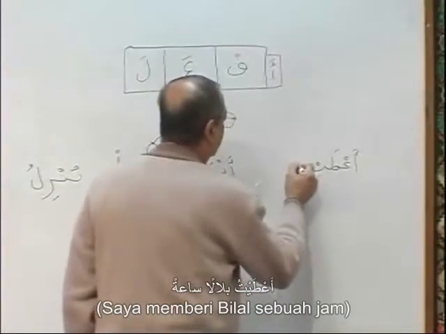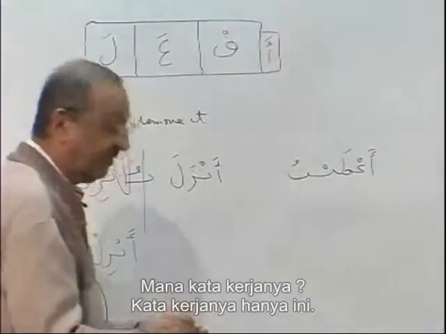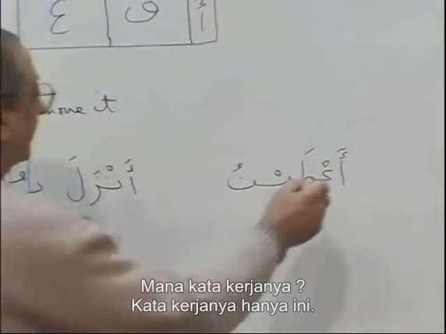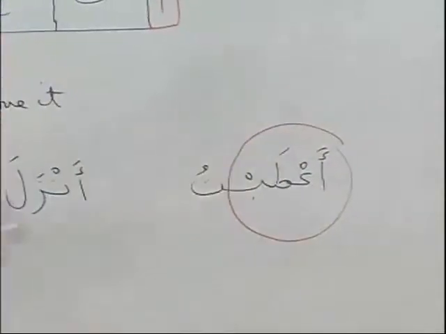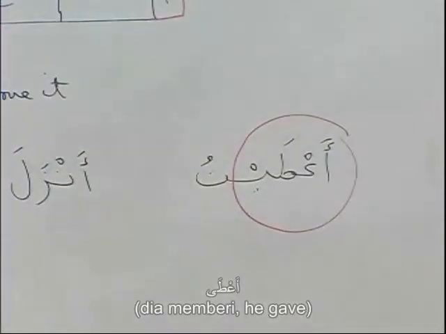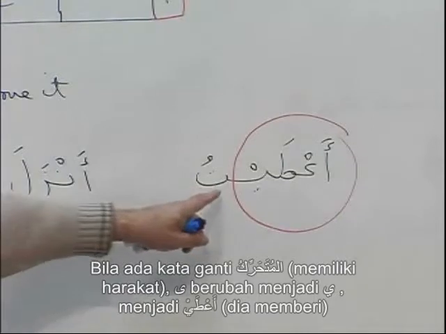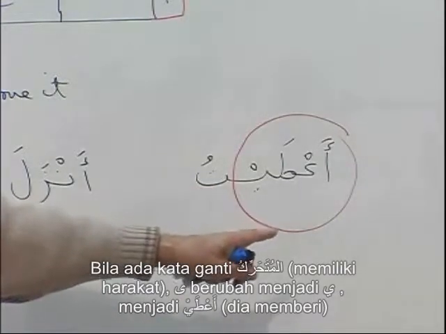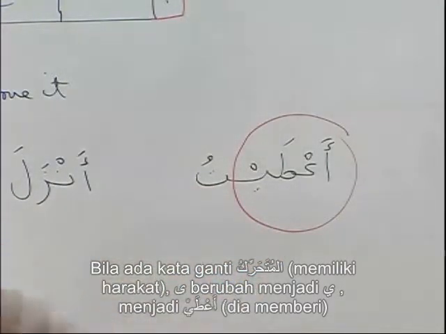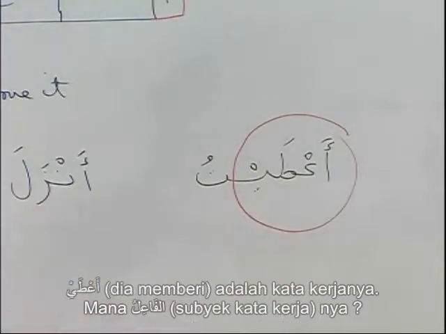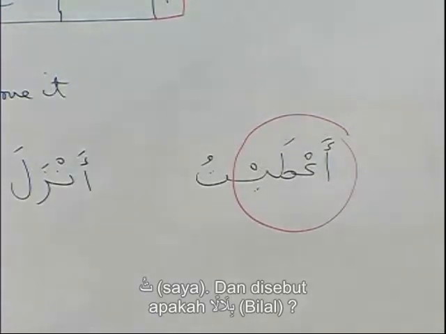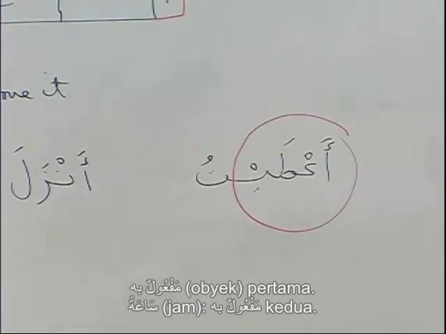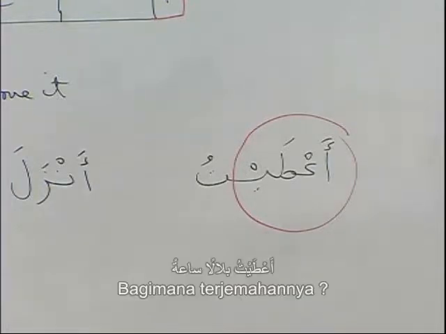Atai, tu. Okay. Where is the verb? The verb is only this, which is ata. When the mutaharrik pronoun came, we said atai. This is a mutaharrik pronoun, remember? So this is your verb. Where is the fa'il? Tu. And what is bilalan? Mafulun bihi number 1. And sa'atan? Mafulun bihi number 2. So how will you translate?